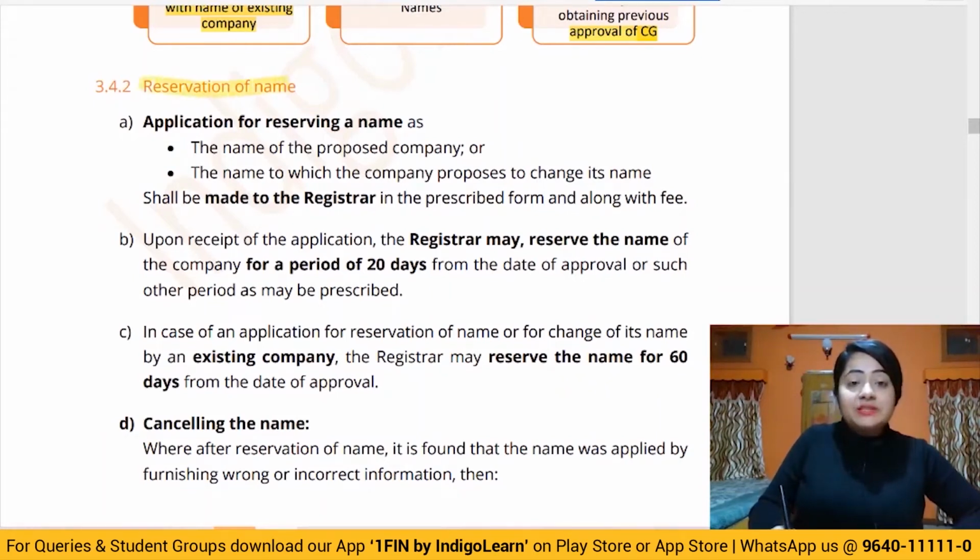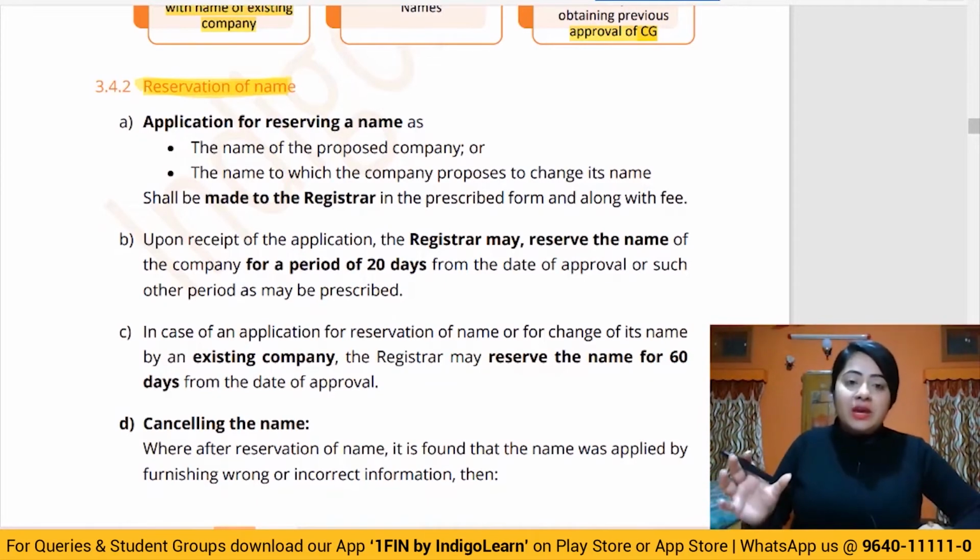Let's move on. Reservation of name. Whenever a company is created, the company needs a name. Now, can we keep any kind of name? We have discussed that we can't just keep any kind of name. The name should not be identical, it should not be offensive, it should not resemble any other company's name, and it should not contain certain types of words, etc.